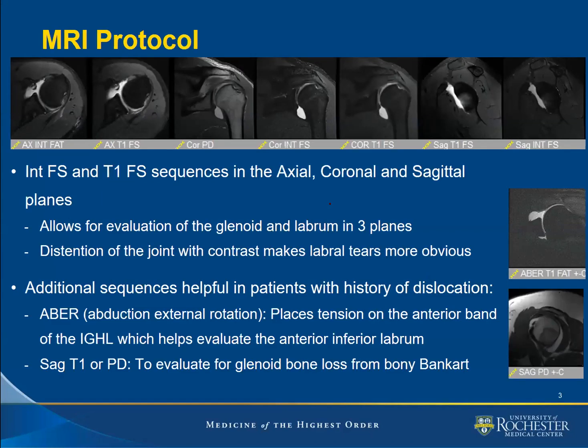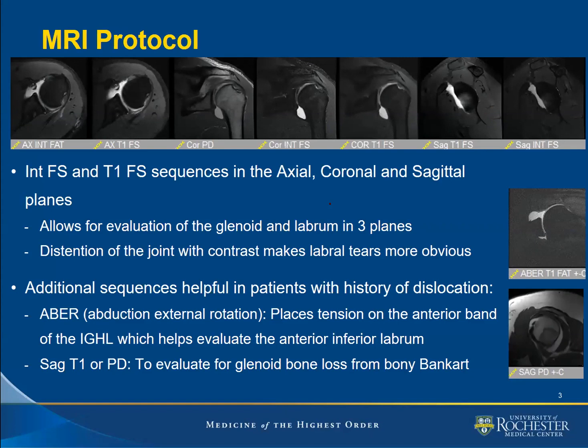Our MRI protocol takes advantage of intermediate fat-saturated and T1 fat-saturated sequences in the axial, coronal, and sagittal planes. The idea behind this is that you're going to image the glenoid and the labrum in all three planes. With contrast on board, you have distension of the joint, which will make detecting labral tears more obvious.